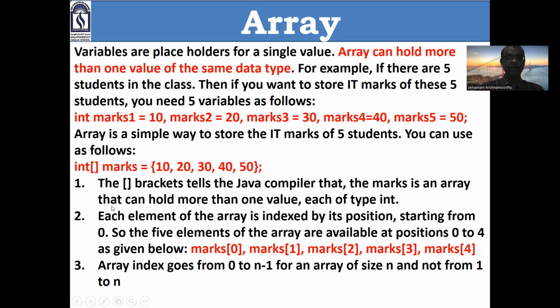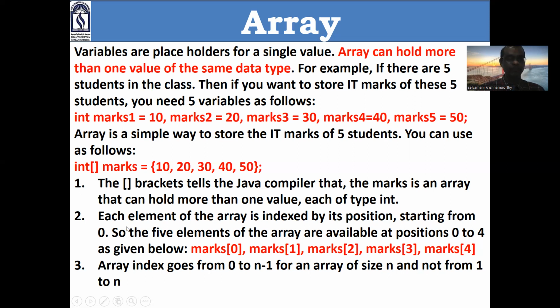See, the square bracket tells the compiler that marks is an array. If there is a square bracket in front of the variable name, it is considered an array that can hold more than one value, each of type int. Why? Because int is mentioned. If double is mentioned here, each is of type double, like this. Then how can I access the individual values available in one array? For example, how can I access 10, how can I access 20 individually?